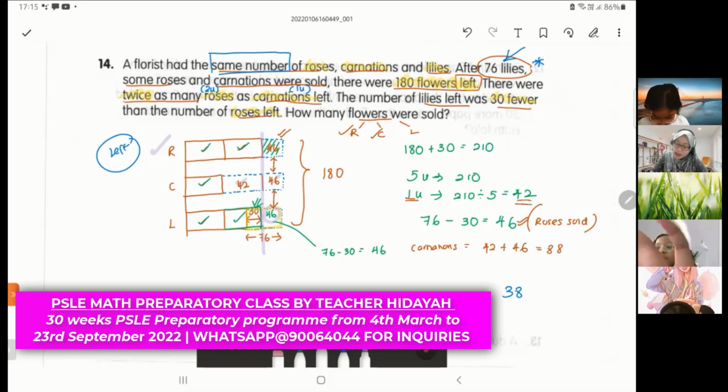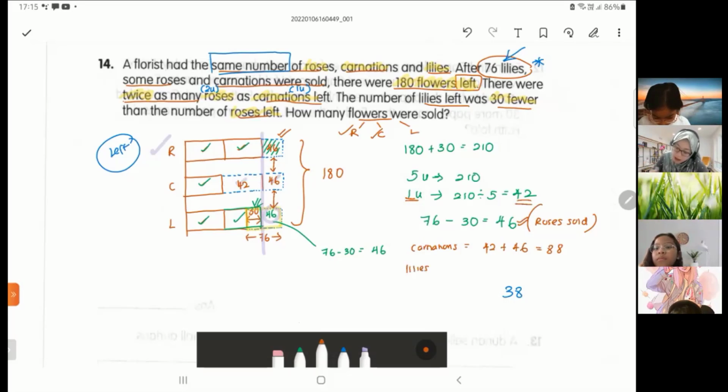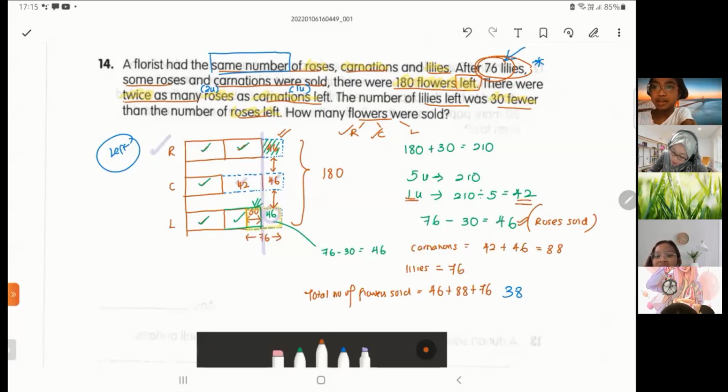Carnations done. Next will be lilies. Lilies is actually the sold part. You know it is 76, right? Here, given already. Don't need to find. So my total number of flowers sold will be, the roses is 46, the carnation is 88, then the lilies is 76, equals to, my answer is 210. This is my answer. Okay, so not 38, it's 210.